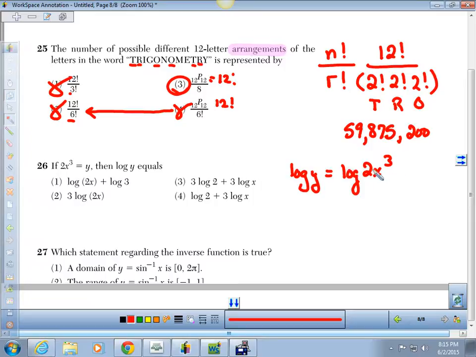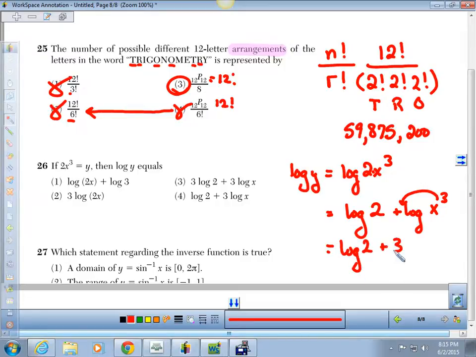Well, now over here, we've got multiplication going on, right? What does multiplication expand into with logs? Addition. This is going to be the log of one of those parts plus the log of the other factor. So log what plus log what? Log 2 plus log x cubed. And then what are we allowed to do with this exponent with logs? Move it to the front of the log. So we've got the common log of 2 plus 3 common logs of x. We're looking at choice number 4.